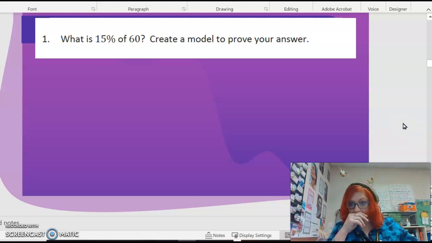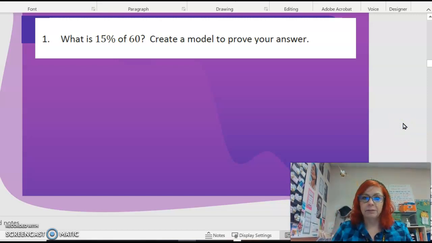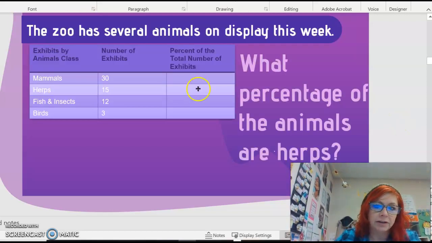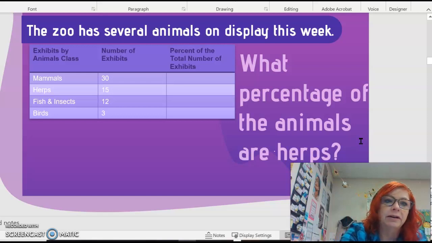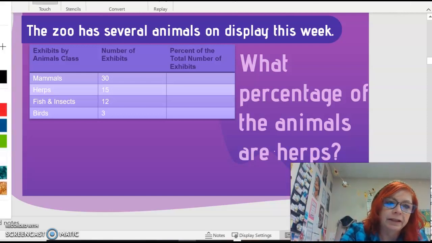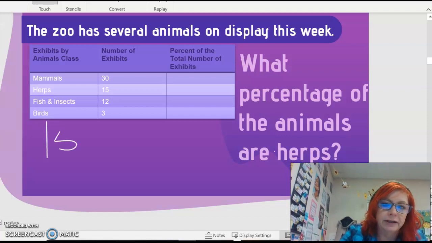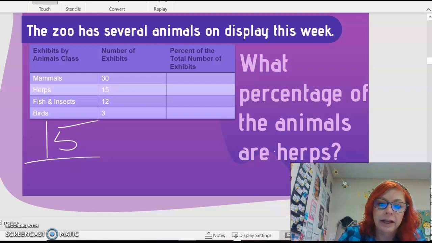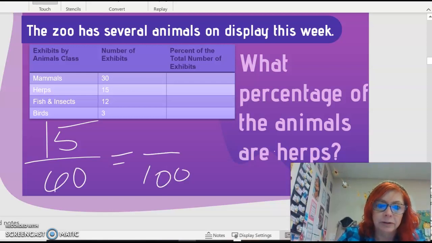All right, so our question was, what is the percentage of herbs? Okay, and we already know that there are 15 herbs out of how many? What was our total? Out of 60. Now, that's going to be really hard to make it equal to something over 100.